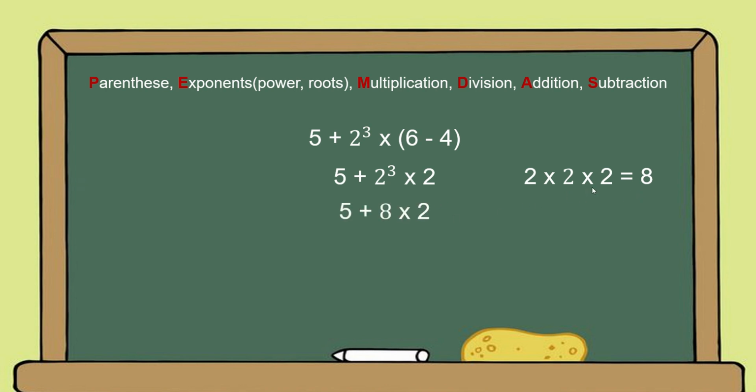Then multiply 8 times 2 equals 16. Lastly, 5 plus 16 equals 21. And that's how we solve math problems using PEMDAS.